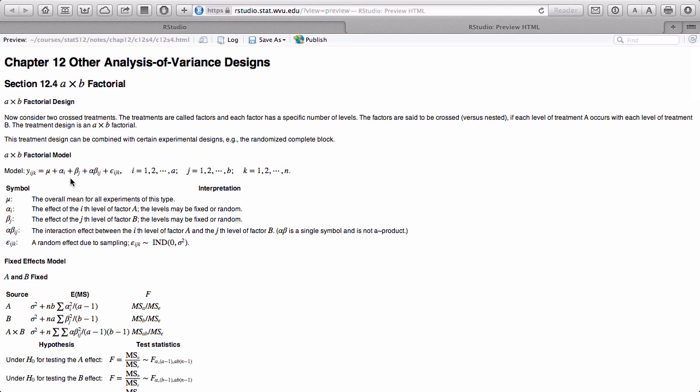Now, so we could have unequal n. And unequal n affects the expected mean squares. But there's something a little bit more insidious that could happen. Some of the n sub ij could be 0. That's called a missing cell. This creates difficulties in your analysis if any of the n sub ij's are 0. If too many of them are 0, then you have a real problem.